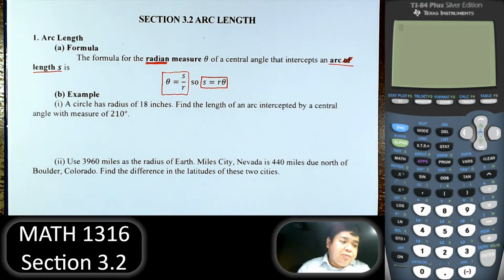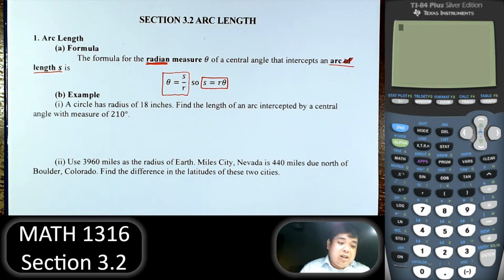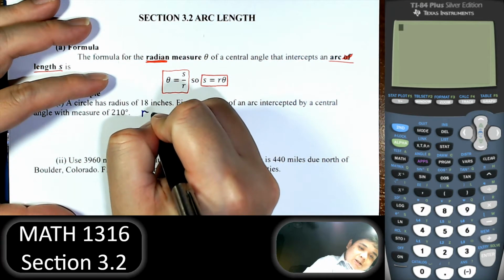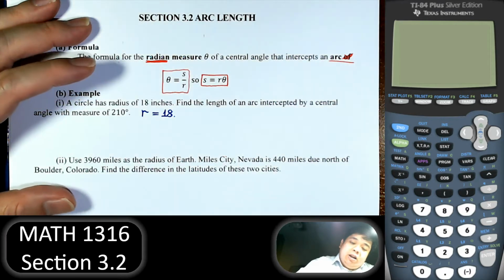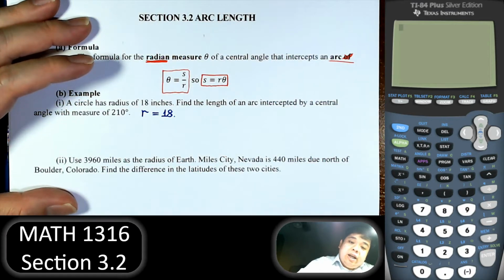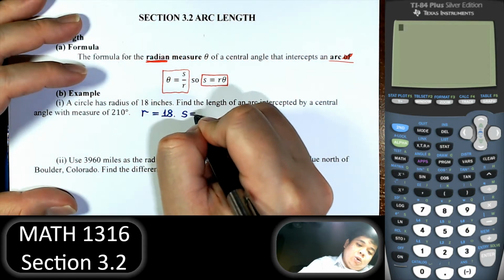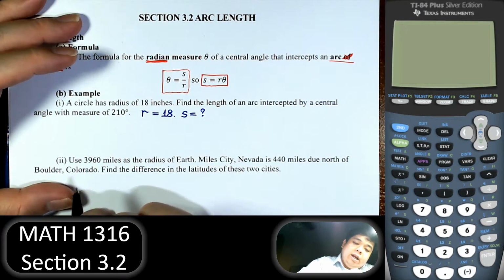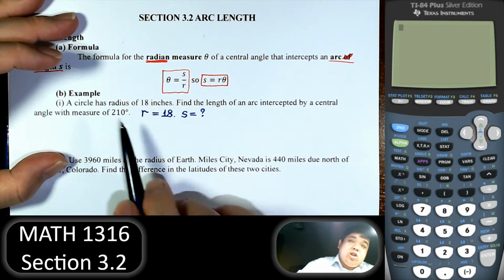So first, look at the examples. A circle has the radius of 18. Find the length of an arc intercepted by the central angle. So the length of the arc we don't know, and the central angle is 210 degrees.